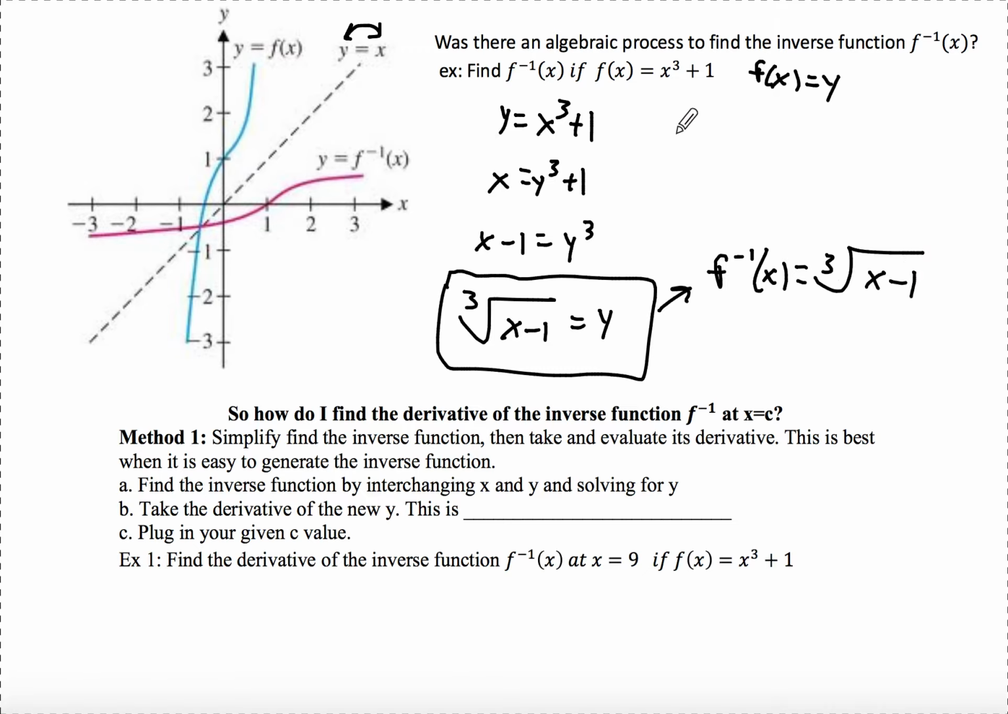If I plug x equals 2 into here, I would have 2 cubed, which would give me 8, plus 1 will give me 9. So when x is 2, my y value is 9. Let me go ahead and plug 9 into here. 9 minus 1 will give me 8. The cube root of 8 is 2. And oh, look, I got back to where I began. This is my inverse function.